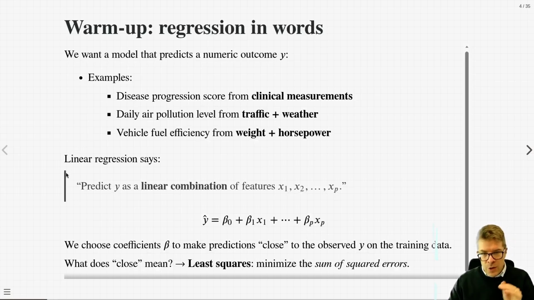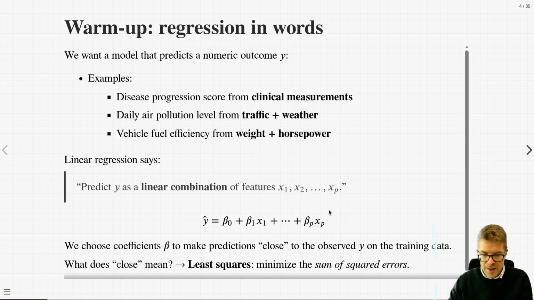So linear regression, the key thing here is linear, basically predicts these values y, these outputs y, as a linear combination of features x sub 1, x sub 2, and so on, all the way up to x sub p. Sometimes x sub p is written x sub d, where d stands for dimensions, but I try to adopt the conventions of whichever niche we're talking about.